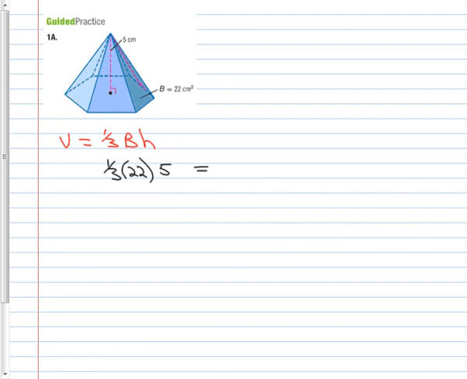So what do you get on this? And it'll be approximately 36 and 2/3? Yes. That would be the exact. 36 and 2/3 centimeters cubed. Could you put the decimal? 36.7 if you rounded to the nearest 10 centimeters cubed.